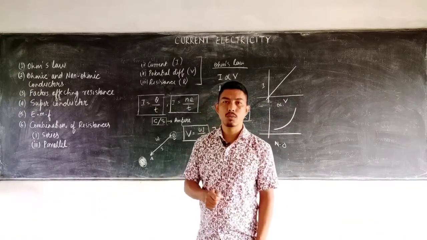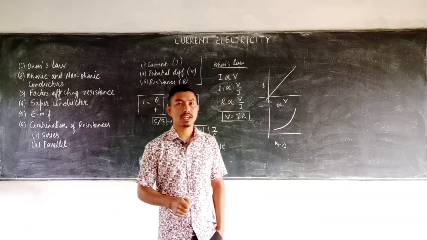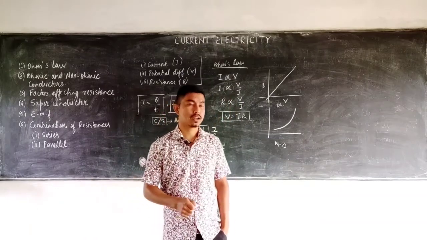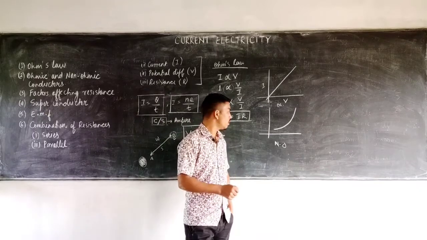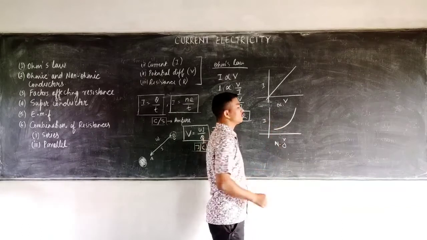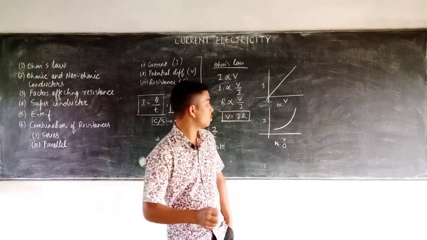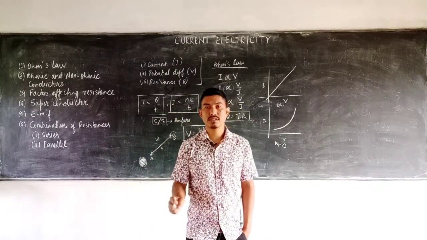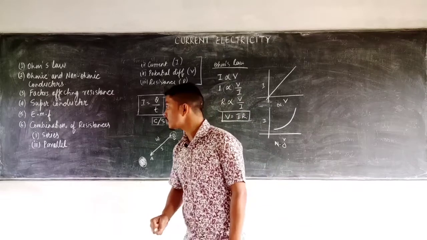An ohmic conductor obeys Ohm's law and its graph passes through the origin, and the graph will also be a straight line. Whereas the non-ohmic conductor is the one which does not obey Ohm's law, and if the graph between V and I is plotted, it won't be a straight line passing through the origin. Some examples of non-ohmic conductors are the diode, transistors, and semiconductors.